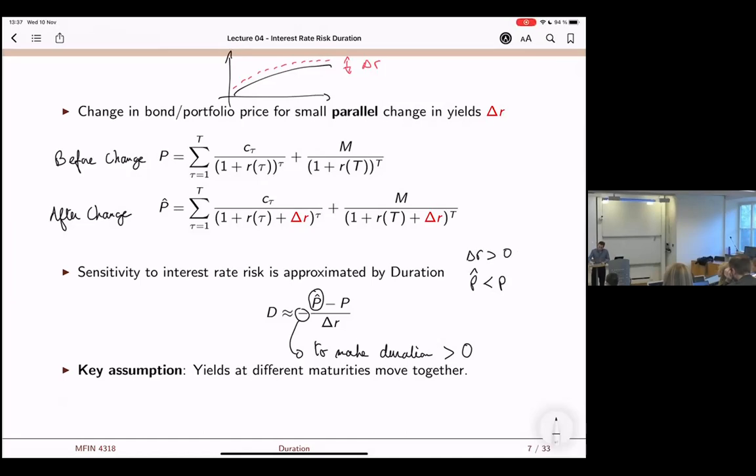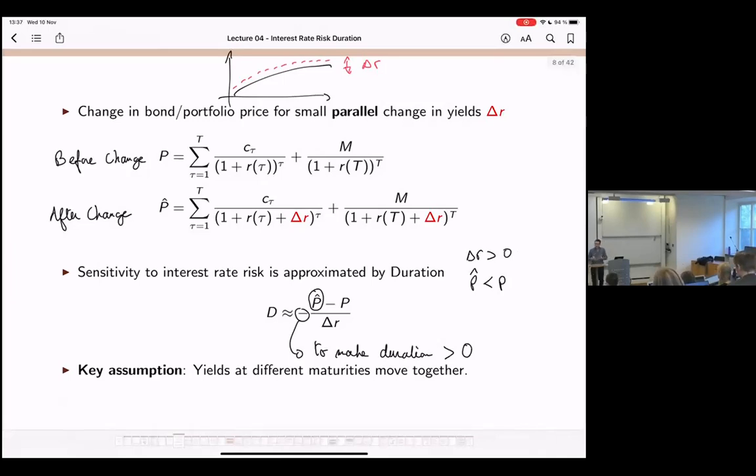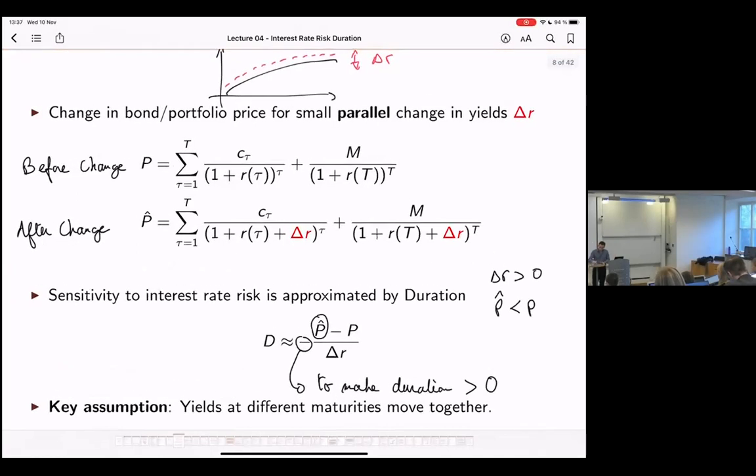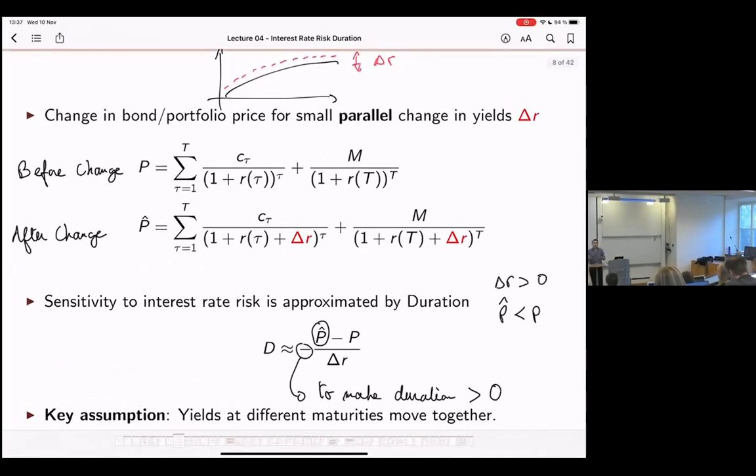Now, the key assumption, as I already stated, and the one we're going to work under most of the time, is that yields at different maturities move together. This is the picture I showed you here. If the yield curve is any particular shape, and it doesn't have to be flat, all the yields at all maturities will change in the same way, by the same delta R, as you can see in the formula here.